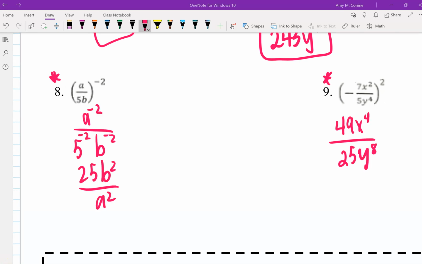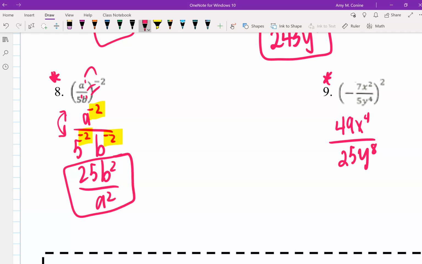All right, so number 8, you have a -2, and everything on the inside has a power of 1, so you go ahead and distribute. So when you do that, everything is getting switched because everything has that negative exponent. So usually you just move 1 or 2 things. Everything is getting switched here, so you end up with 25b squared all over a squared.